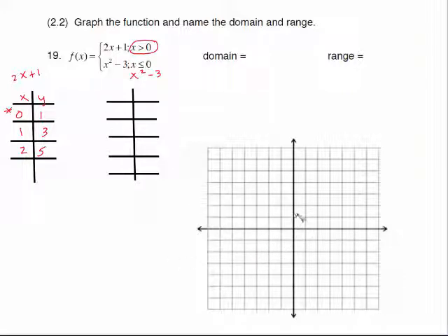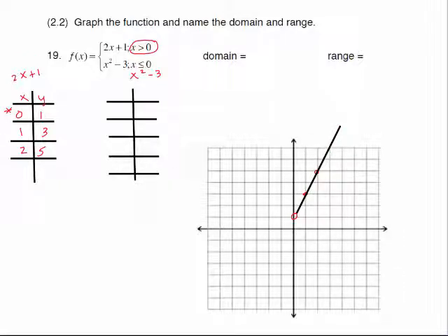Over 0, up 1, but give it an open circle. Over 1, up 3. Over 2, up 5. And then we're going to graph a line right here, if I can get this to work. And it's going to look something like that.